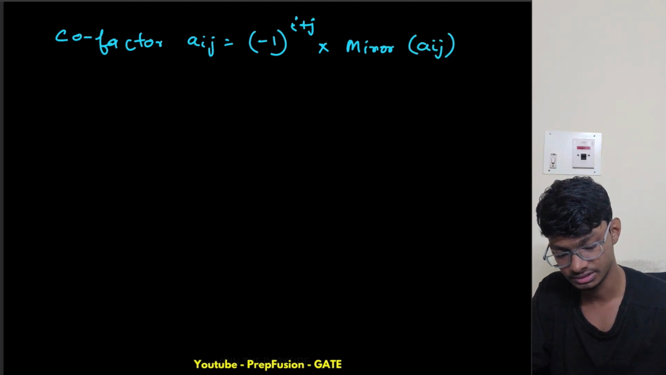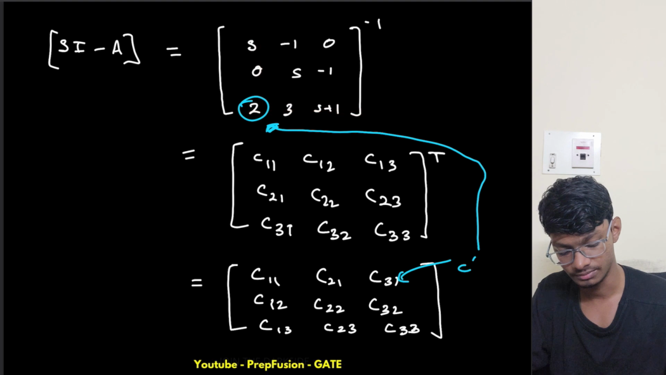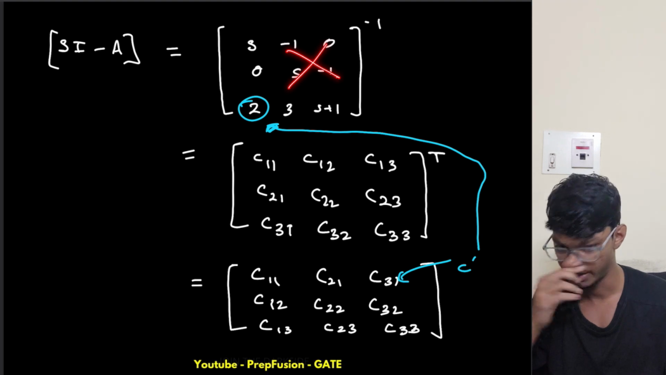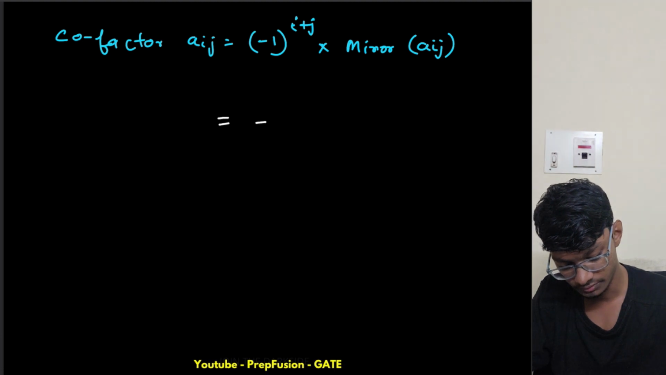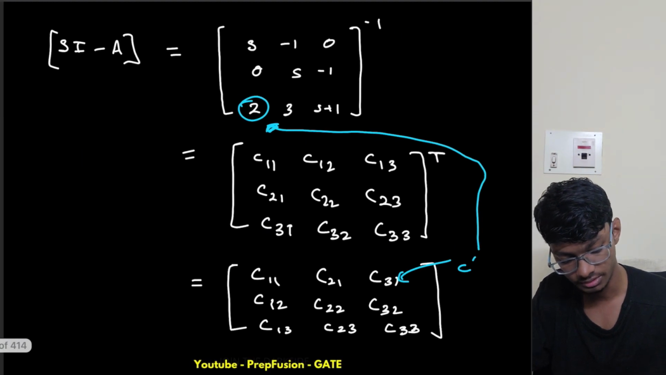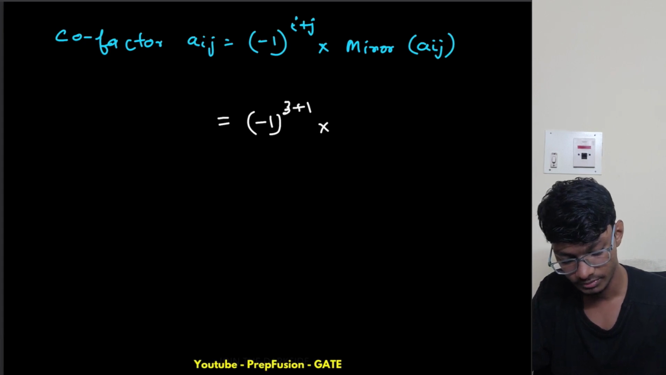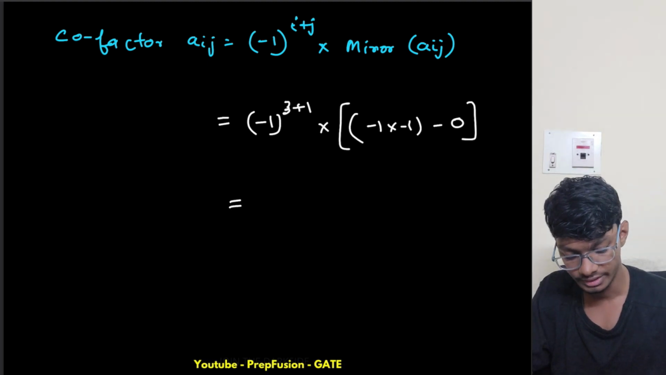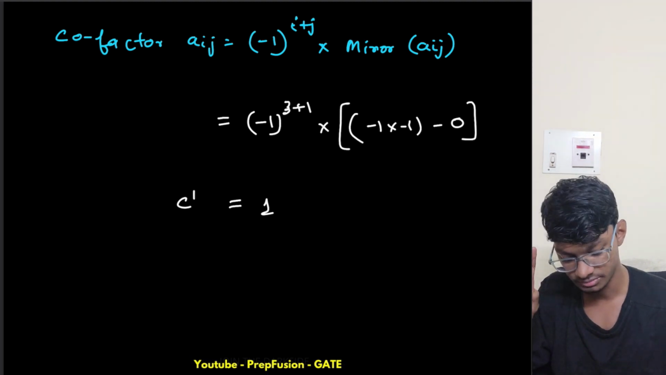So what is the minor? Minor is nothing, just you cancel this row and column of that particular matrix and you multiply it like this. 1 times 1 minus 0. So this is 1 only. -1 times -1 is 1 only. So -1 to the power, what is the row number and column number? 3 and 1, so 3 plus 1, times minor. What is the minor? -1 times -1 minus 0, because it's 0. So what do I get in the result? It is 1 only. So my cofactor, that C dash, will be 1 only.